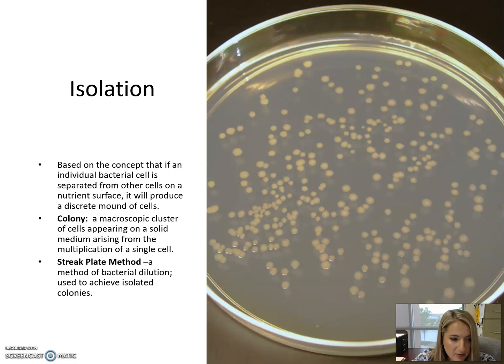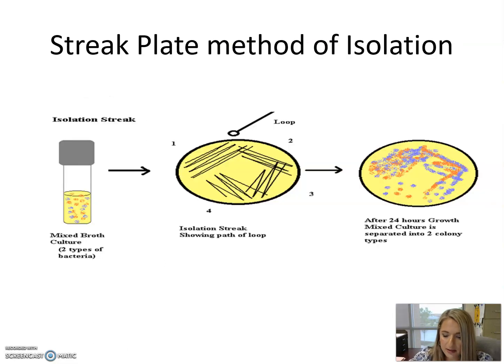So, how do we do a streak plate technique? A streak plate technique is basically a way that we can inoculate the plate and do dilutions at the same time to increase the odds of us getting isolated colonies. Oftentimes you'll be given a sample of bacteria. So this is a test tube. It has a nutrient broth in it, and there's bacteria growing inside. So it's a mixed sample because we have 2 different types of bacteria, the orange bacteria and the blue or purple bacteria.